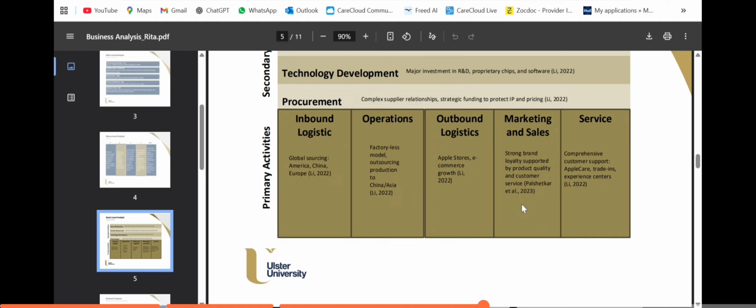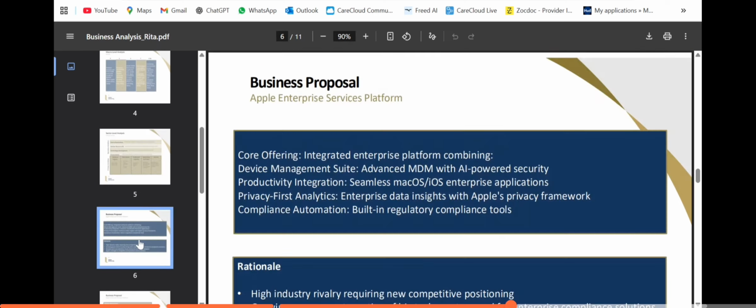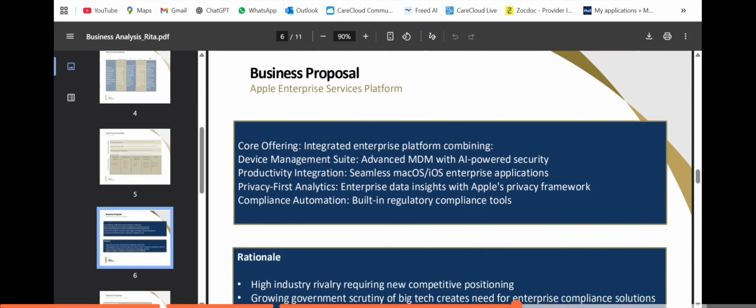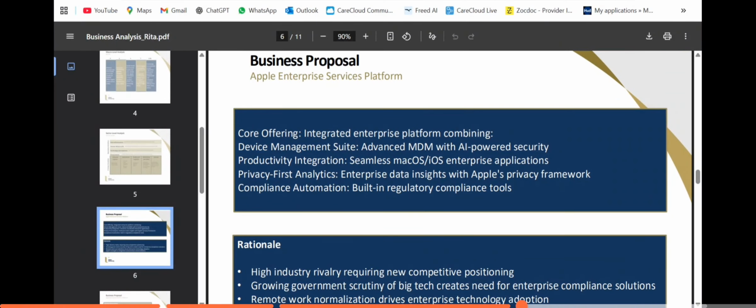For marketing and sales, Apple relies on strong brand loyalty supported by product quality. And then for service, they have comprehensive customer support and AppleCare. Now, for the business proposal that I have for Apple, I've come from the B2B side of things.